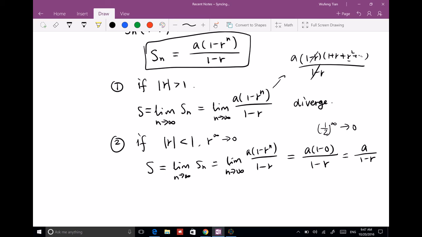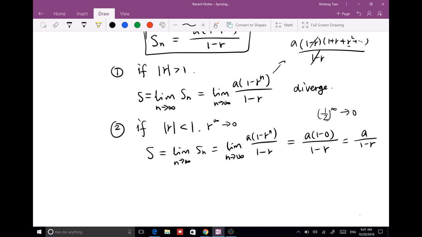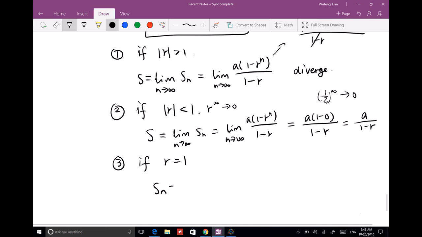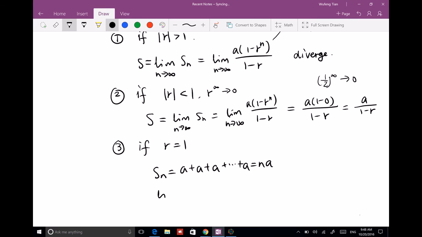Okay, you have this one. If r equals 1, then you get S_n equals a plus a plus a, and so on, plus a, which is n times a. As n goes to infinity, this whole thing will diverge for sure. The limit as n goes to infinity of n times a is a times infinity, which goes to infinity, so it diverges.